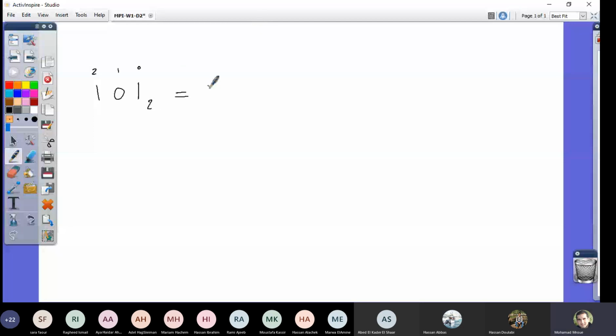So here it's equivalent to 1 times 2 power 2 plus 0 times 2 power 1 plus 1 times 2 power 0. So if we write it out, it comes to 4 plus 0 plus 1 which is 5, and so on.